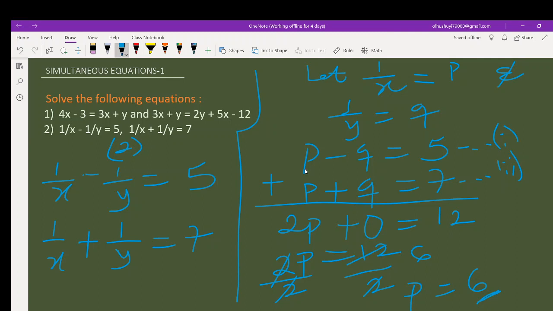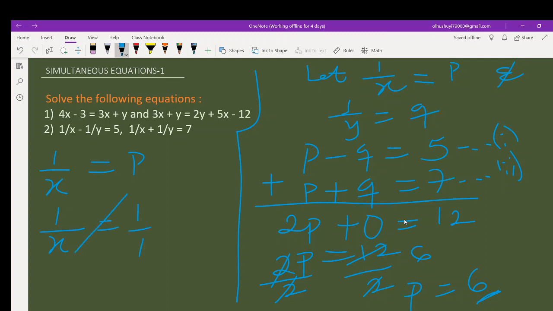Very good. So now, don't forget that's not what we are looking for. I said let 1 over x be equal to p in my question. Then let 1 over y be equal to q. And our q is 1, our p is 6, right? So 1 over x is equal to p. That implies that 1 over x is equal to 6. 6 is 6 over 1.